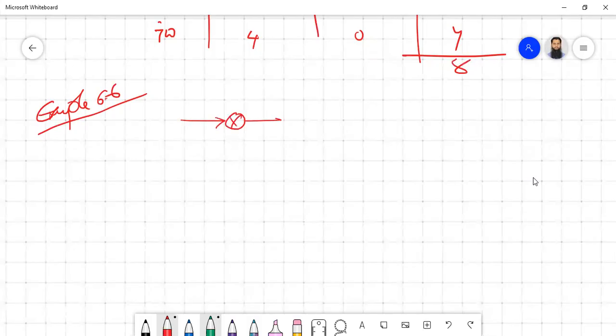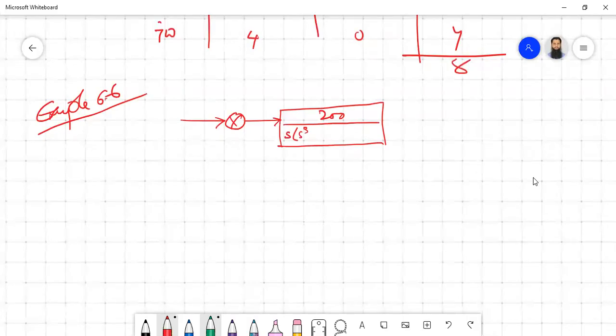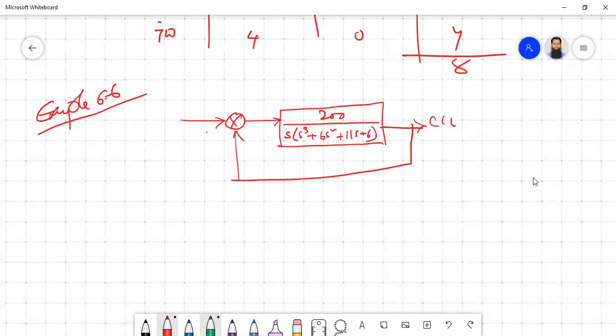And we need to fit that closed loop system. Something like this. So 200 divided by s into s cubed plus 6s squared plus 11s plus 6. If we fit that in the corresponding signals, C(s), R(s) plus minus E(s). So now, what thing you have to do?